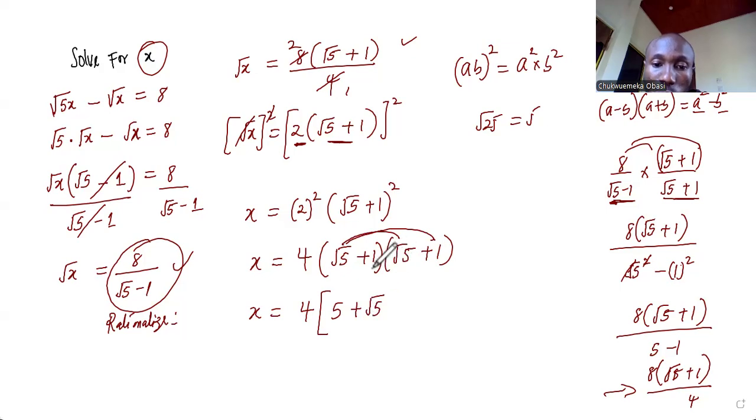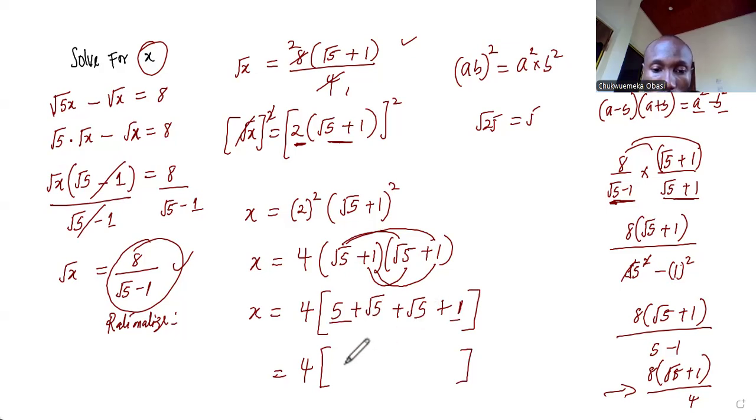And then the next thing we do, multiply out with 1. 1 times root 5 will give us root 5. And 1 times 1 will give us another 1. From this very point, we can go ahead and simplify further. So 5 plus 1 will give us 6, and root 5 plus root 5 will give us 2 root 5. Now, I think we are just one step away from the final answer, which is just distributing.